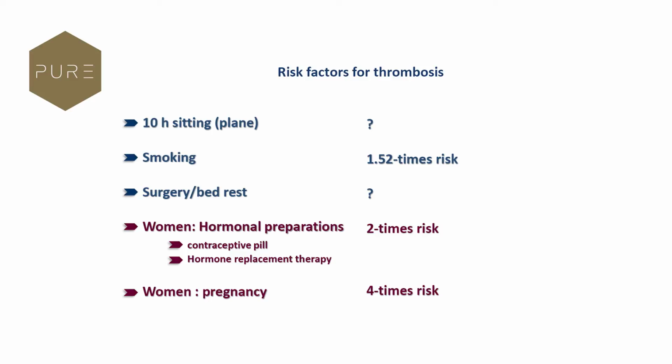Then in women only, hormonal preparations like the contraceptive pill or hormone replacement therapy by themselves increase the thrombosis risk ×2. But in combination with a genetic variation, it's ×15. So these risks multiply each other and become very, very significant. So hormonal preparations or hormonal drugs should really be avoided if possible, or combined with a blood thinning therapy.